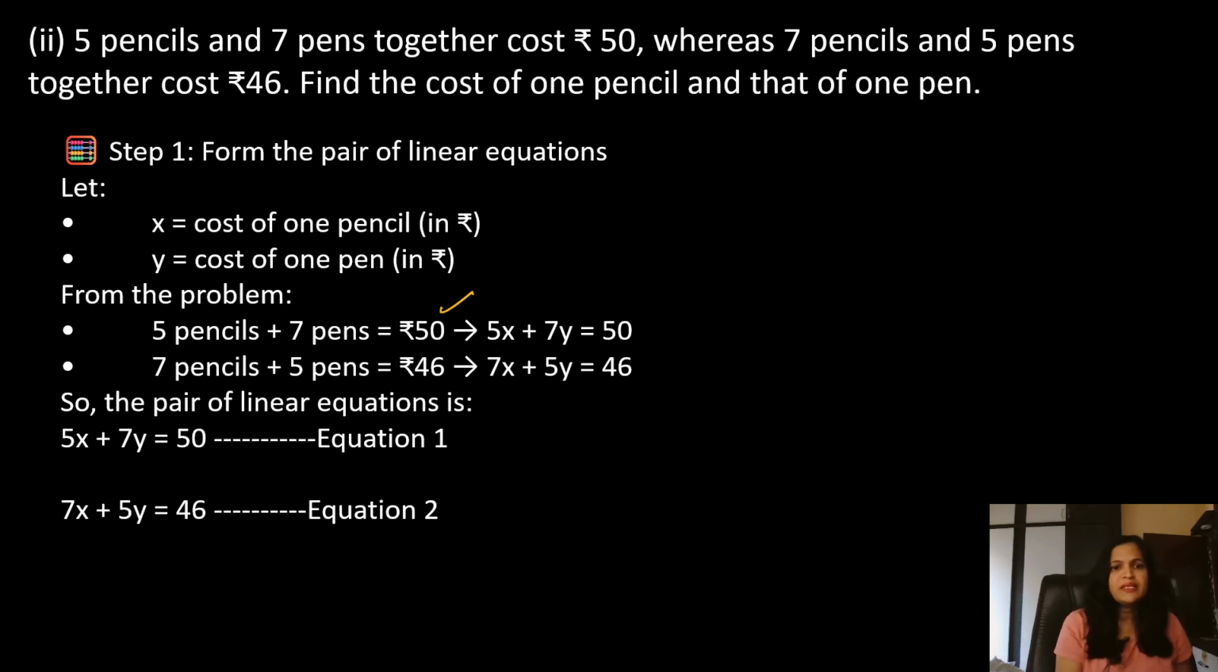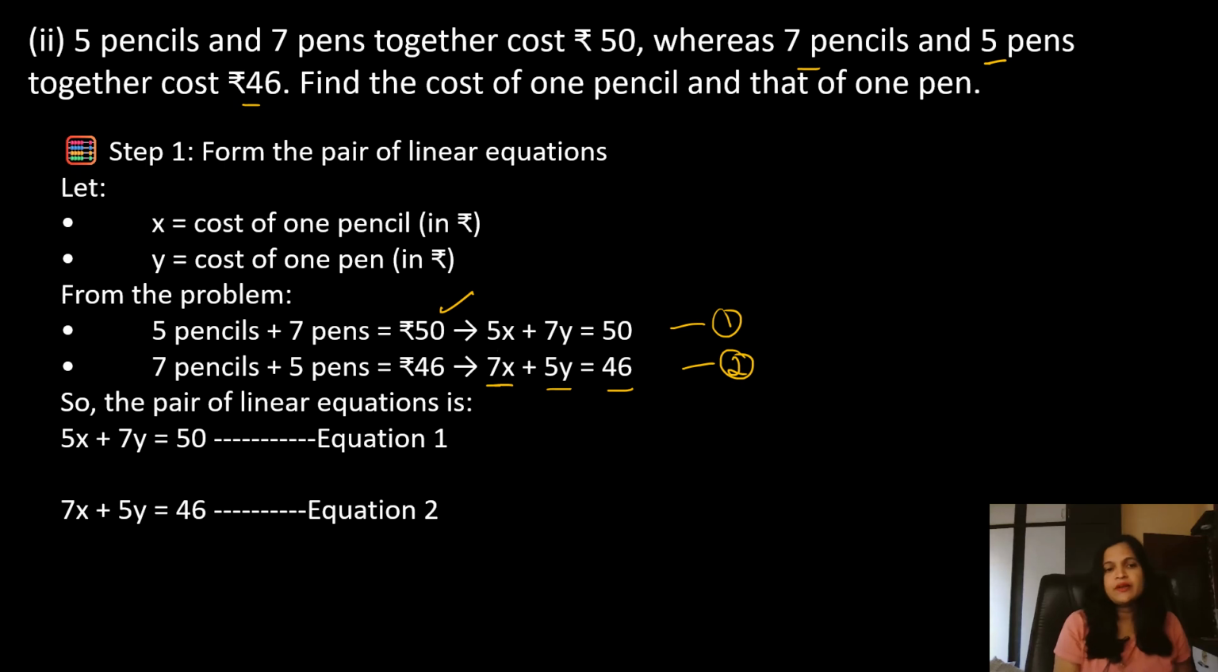Pencils is x and pens is y. 5x plus 7y is equal to 50. That is the first equation. Second, 7 pencils and 5 pens together cost 46 rupees. That's why 7 pencils plus 5 pens equal 46 rupees. Pencils is x here, so 7x plus 5y is equal to 46. You get the second equation here. So the pair of linear equations is these two equations.